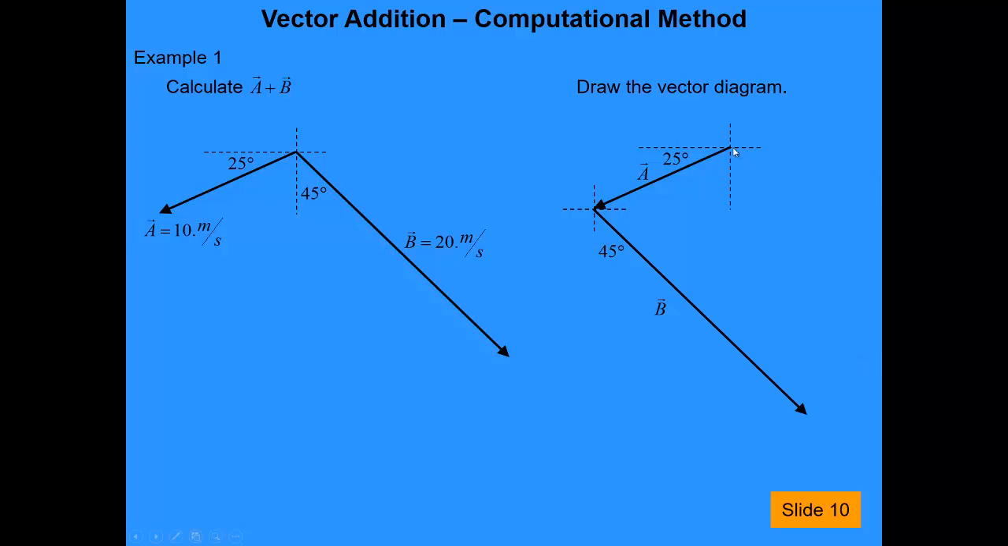The resultant goes from the tail of the first to the head of the last. I'm going to call this V because it's a velocity. But this is technically A plus B. Vector addition, not regular addition. It's not 10 plus 20 makes 30. It's 10 at this angle and 20 at this angle make that. Vector addition. So I'm going to call that V.